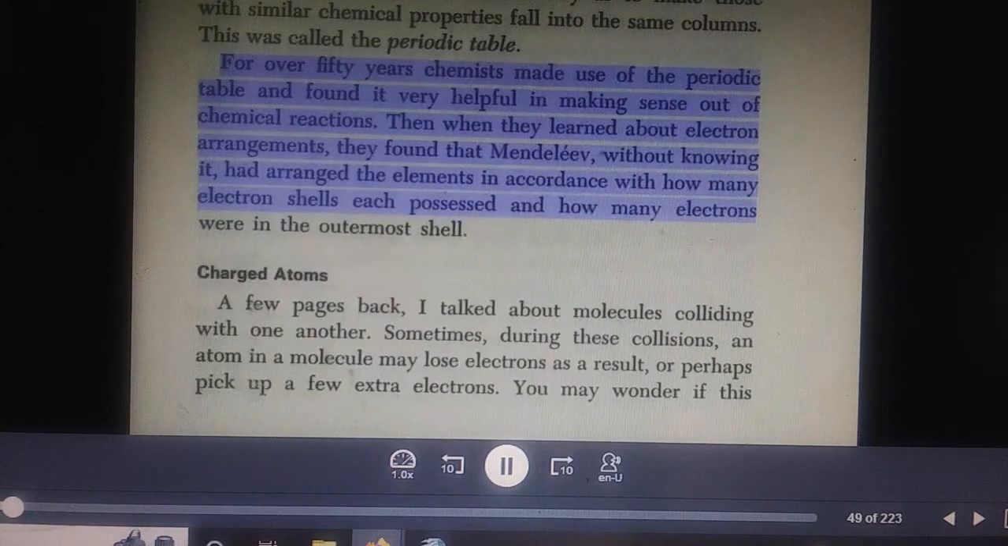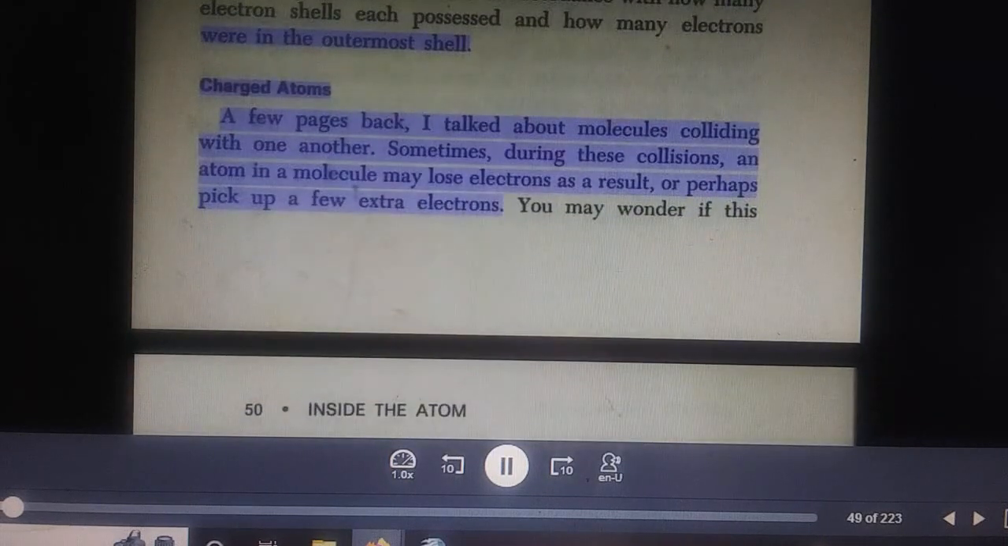For over 50 years chemists made use of the periodic table and found it very helpful in making sense out of chemical reactions. Then when they learned about electron arrangements, they found that Mendeleev, without knowing it, had arranged the elements in accordance with how many electron shells each possessed and how many electrons were in the outermost shell.